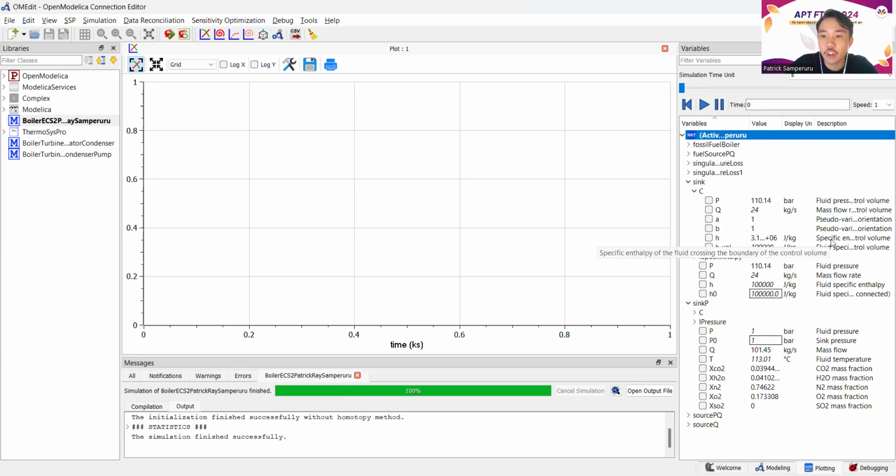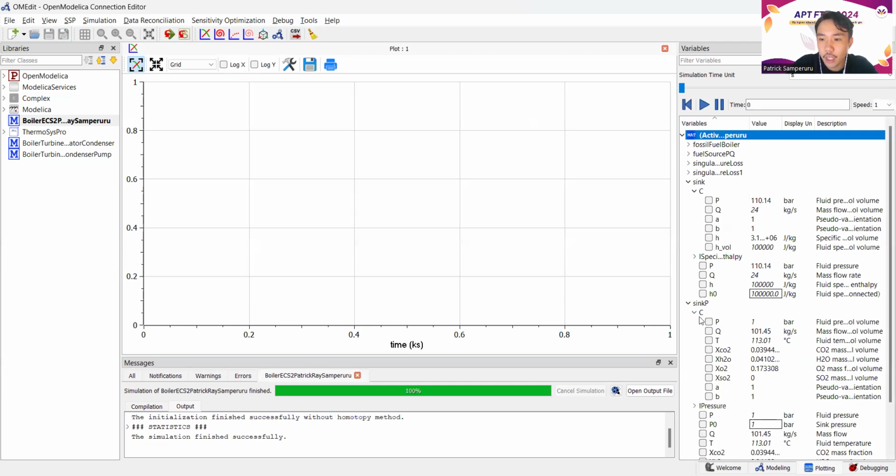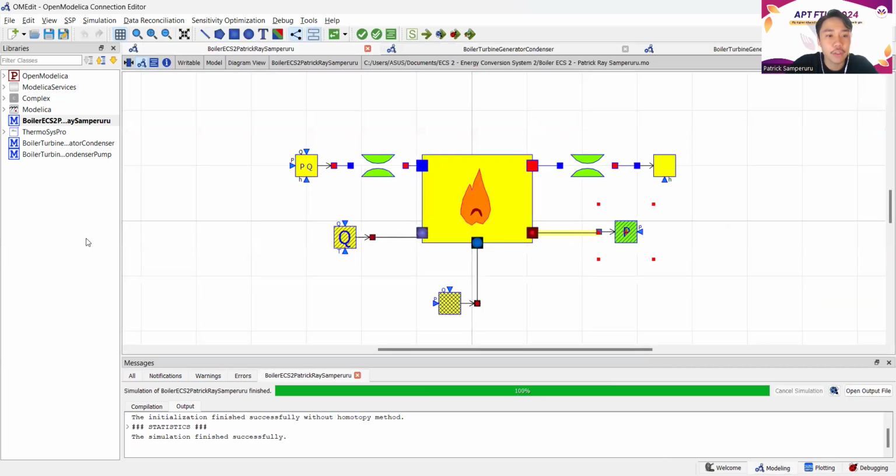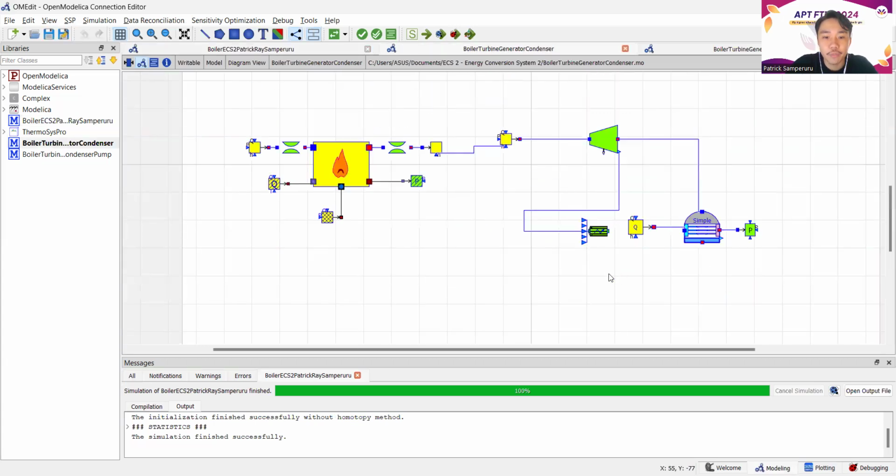here, the specific enthalpy of fluid crossing the boundary of the control volume, we have in ideal conditions, then it will be around 3.13 times 10 to the power of 6 joules per kilogram. Again, and with the fluid pressure. And then we also have the fluid temperature. We have the mass flow and so forth. So this is overall how the boiler is modeled and how it can be simulated and change the inputs according to the laboratory input.